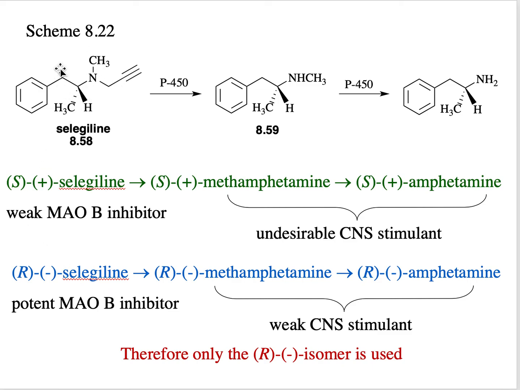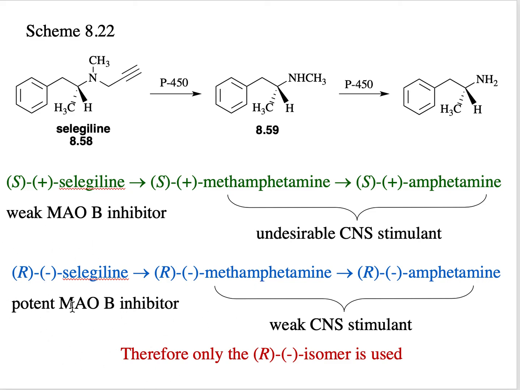The R enantiomer of this, fortunately enough for us, is a potent monoamine oxidase inhibitor. So it's a potent antidepressant that prohibits the oxidation of dopamine and serotonin in your brain. It inhibits them from being turned over as effectively, and that means there's more of them hanging around, so you feel better. And when it's oxidized into R-amphetamine and R-methamphetamine, those are weaker. So you only want to use this enantiomer.